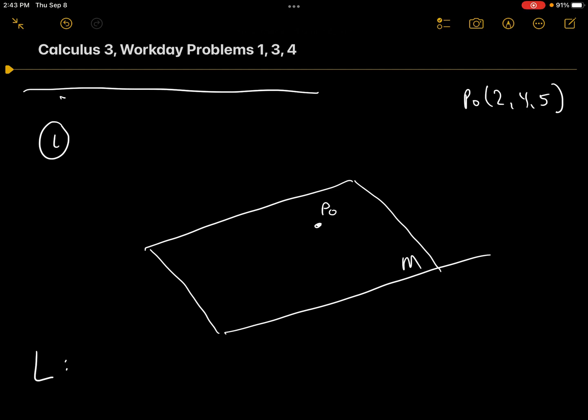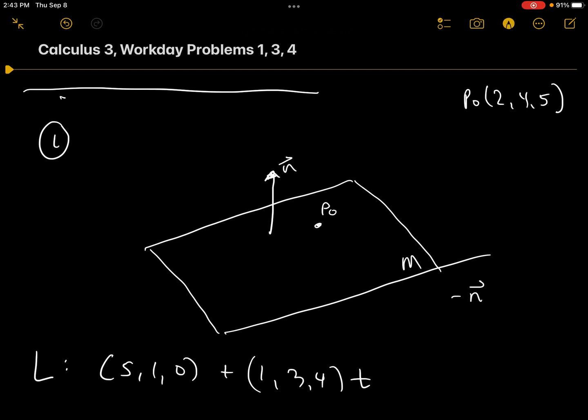which has 5, 1, 0 as its beginning point, and then the vector v, which is 1, 3, 4 times t. Okay. And so we need the normal here, because remember, for a plane you need the normal or the tilt, and you need a point, and we have the point. So we're looking for this n.